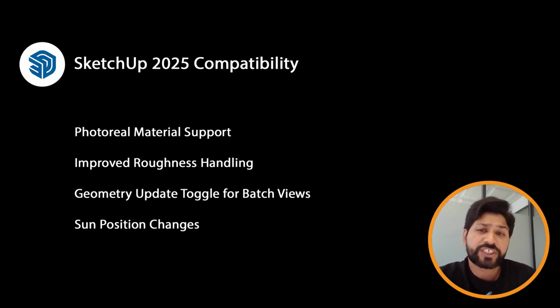Sun position changes. Sun position changes made in SketchUp 2025 under the Environments tab are accurately reflected in Enscape, ensuring consistent lighting between the modeling environment and the final renders.